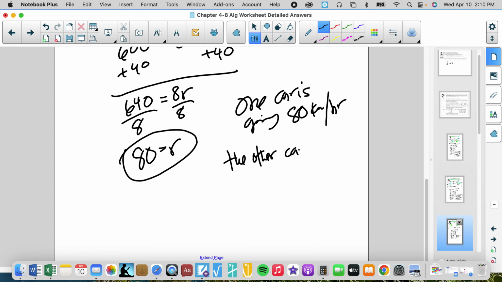The other car is going 10 miles per hour slower, so 70 kilometers per hour.